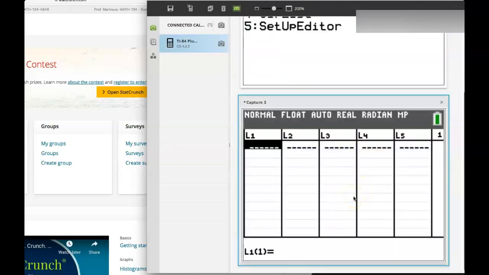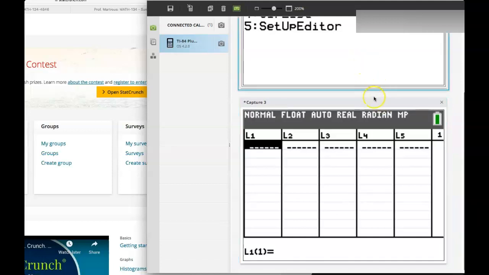Okay, now you have this part. Here we have L1, L2, all these. You only need one column because we only have one set of data. So I'm going to enter data from example number 3, part A, but not in order. Order doesn't matter because it will automatically reorder it.